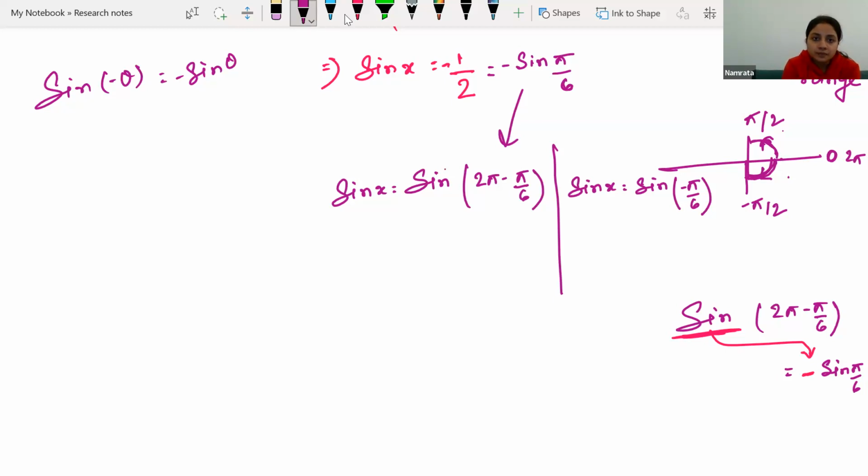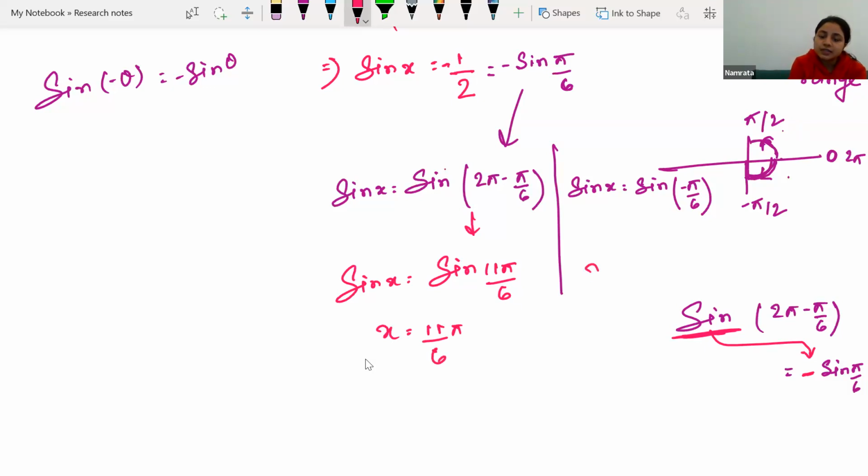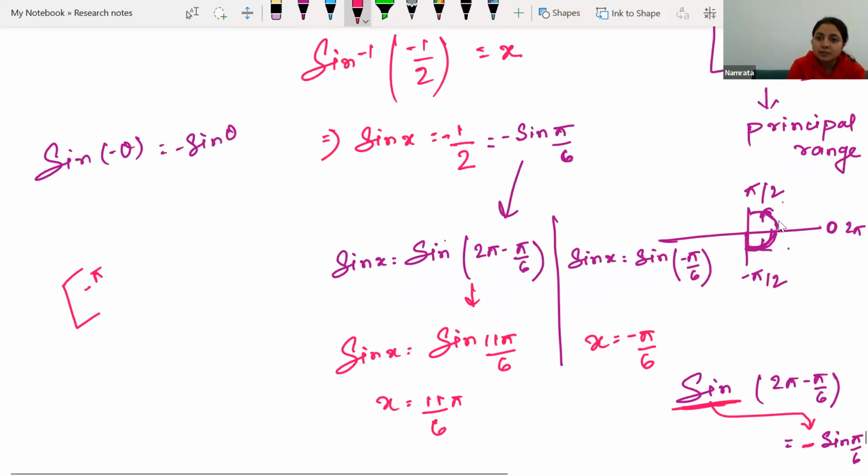Okay. Now this one will give sine 2 times 12 pi minus pi, that means 11 pi by 6 sin x. So this is giving us x value as 11 pi by 6, and this will give us x value as minus pi by 6. Now we have to check which value is lying in the principal range. What is the principal range? Minus pi by 2 to pi by 2, this is the principal range of sine inverse x.